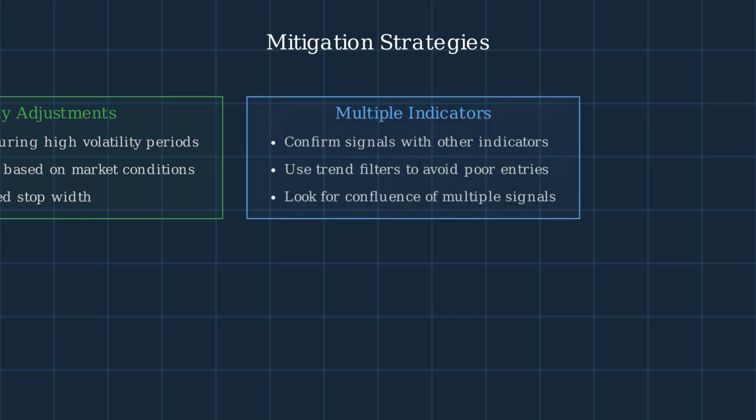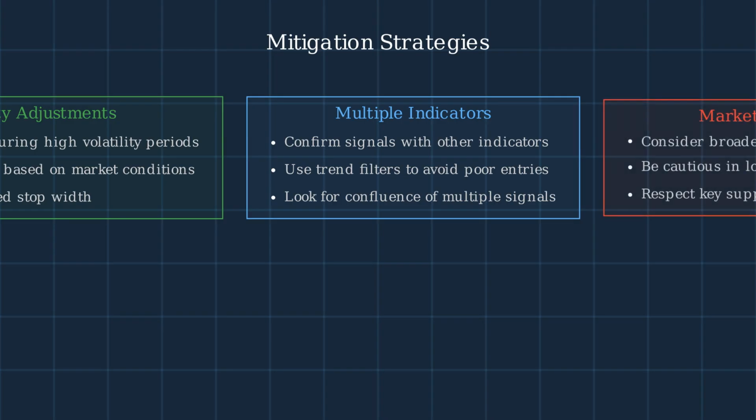Second, never rely on the Chande Kroll Stop alone. Confirm signals with other technical indicators like moving averages or oscillators. This approach of requiring multiple confirming signals can significantly reduce false positives. Third, always consider the broader market context. Pay attention to key support and resistance levels, overall market trend, and trading volume. The Chande Kroll Stop works best when used within the context of the overall market environment.